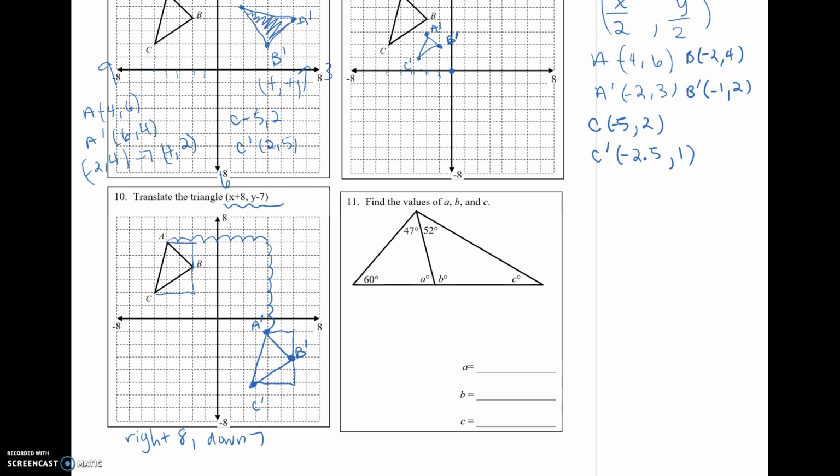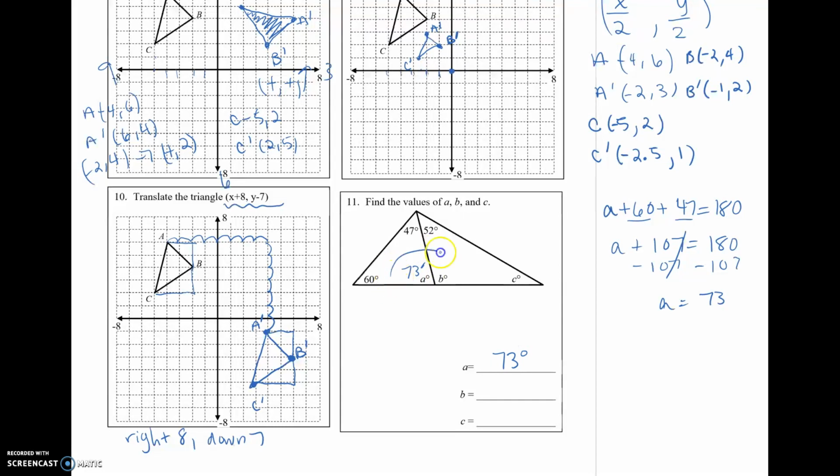All right, the very last question. We've done so many like this in our triangles unit. Find the values of A, B, and C. Keep in mind that the sum has to be 180 inside each triangle. So angle A plus 60 degrees plus 47 degrees must add up to 180. I could combine these terms and say that A plus 107 has to equal 180. And then when I subtract 107 from both sides, A equals 73 degrees.